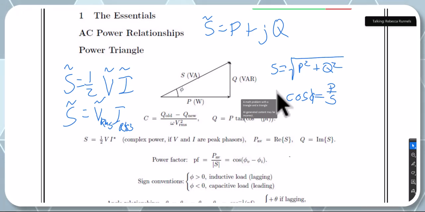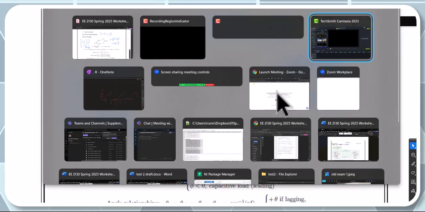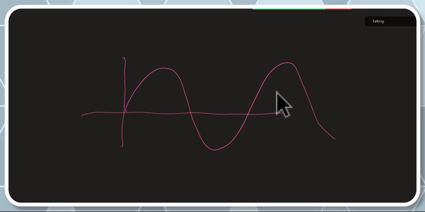So when you say the peak voltage, you mean the magnitude of the V? Yeah, so let's talk about that. Let's say I have a sinusoid right here. So this is V equals 5 cosine omega t minus pi over 2.